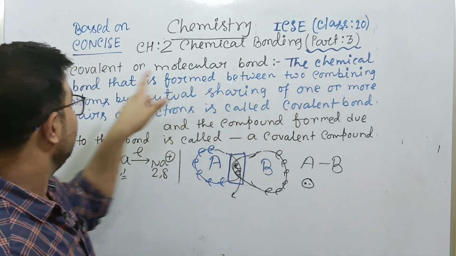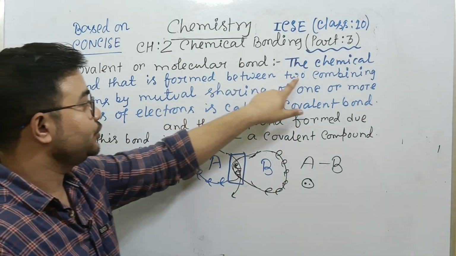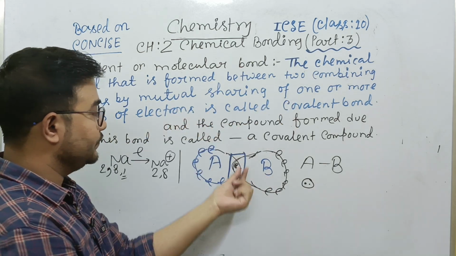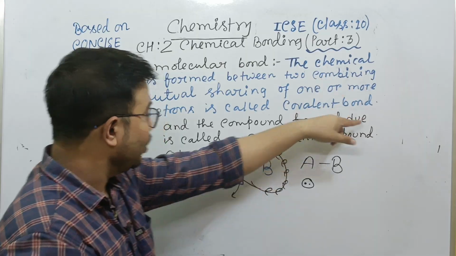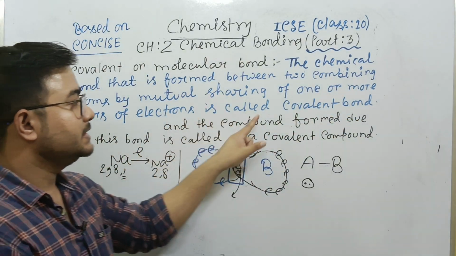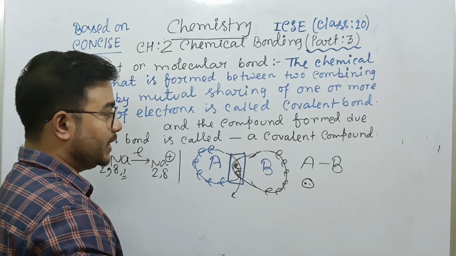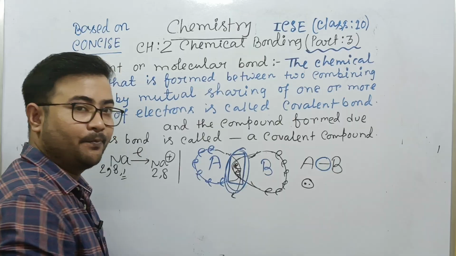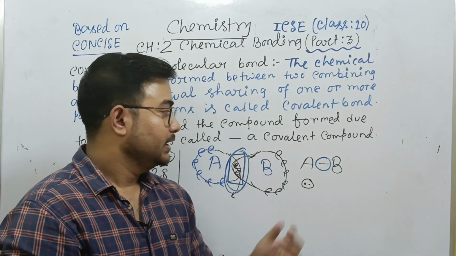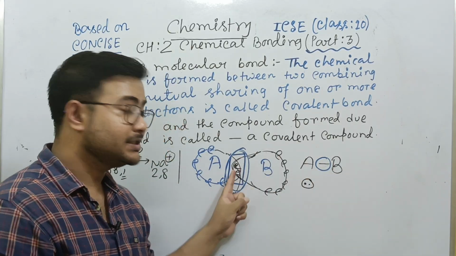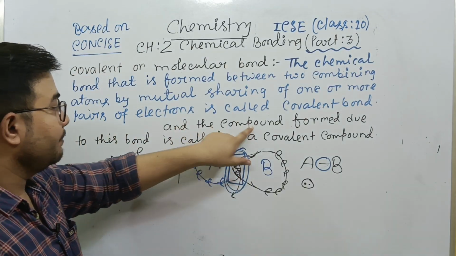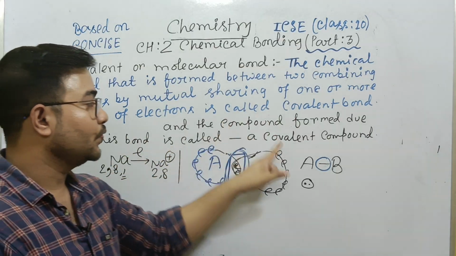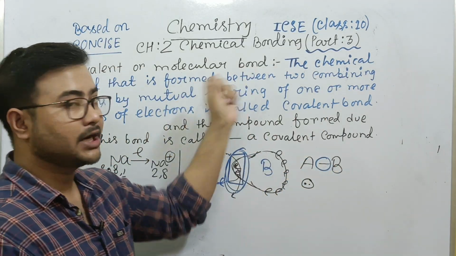Again, the chemical bond that is formed between two combining atoms A and B by mutual sharing of one or more than one pairs of electrons is called a covalent bond. So which one is the covalent bond? This is the covalent bond. Now what is a covalent compound? The compound that will form by this type of bonding. The compound formed due to this bond is called a covalent compound or molecular compound.